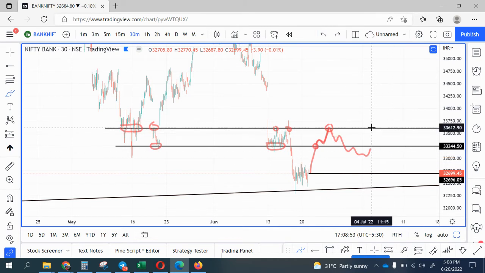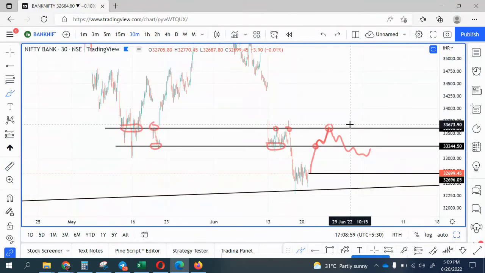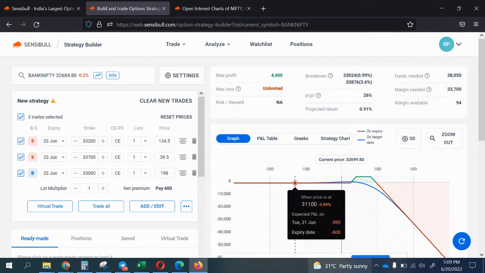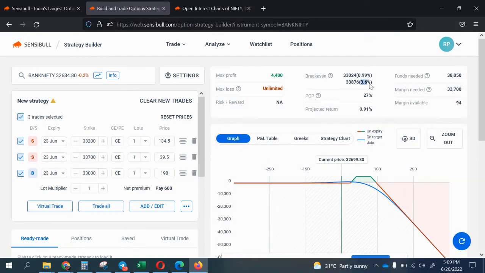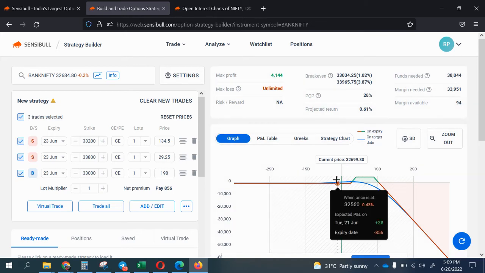Okay, so this second resistance line is 33,600, and based on that we took it. If you want to be safe, you can take this strike 100 points above, at 33,700. So this range will increase, but your loss will also increase. See, if you increase by another 100 points, your loss increases: from 300 it came to 600, and from 600 it came to 856.